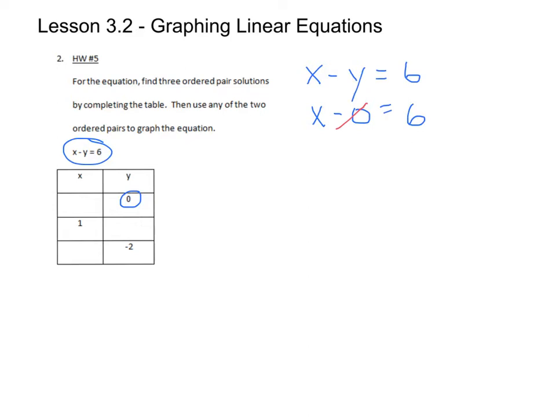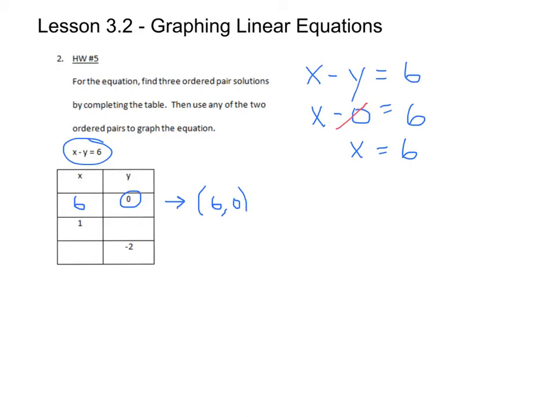And believe it or not, we're done with the first one. x equals 6, so we can put 6 here. And as we talked about the other day, each one of these rows in our table is an ordered pair. So we've got our first ordered pair, (6, 0).